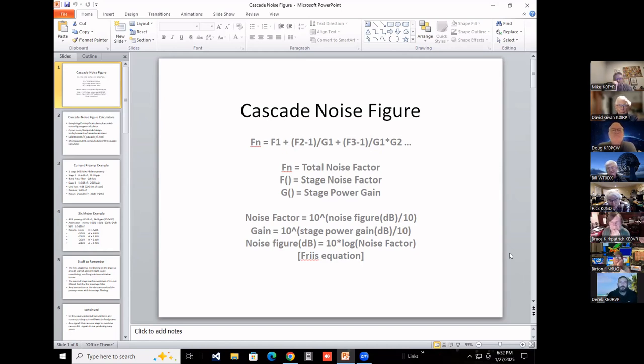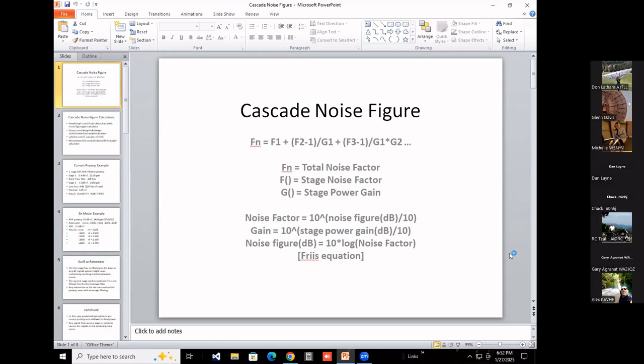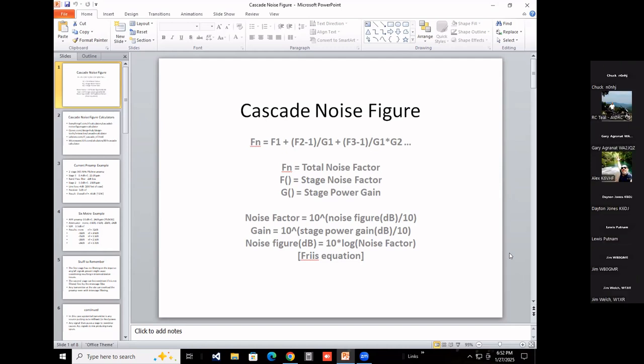Okay, what I want to do is come up with a few topics that I'd like to discuss over the next few months. And the first one is the cascade noise figure. That's an equation by Friis. I wanted to discuss it a little bit, and then I'll tell you how to do it without going through the equation.